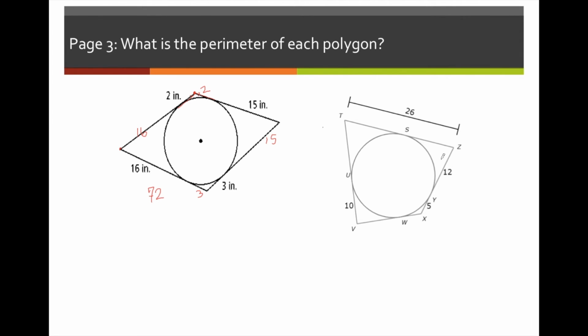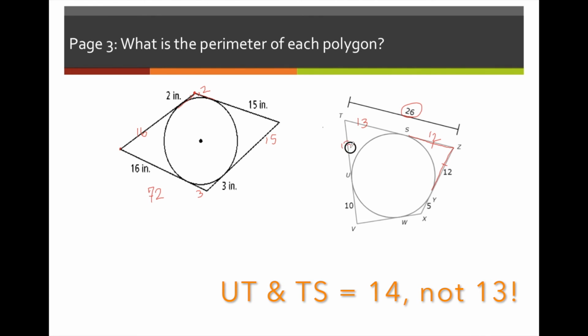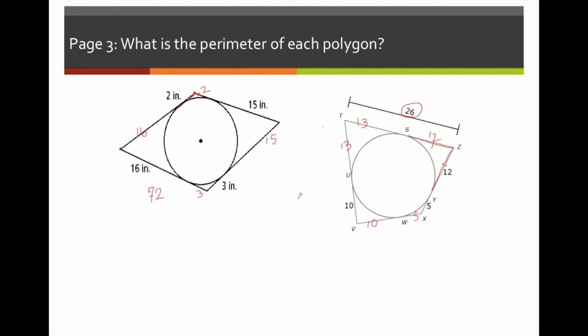Right, this one's a little more difficult because you don't have all that information. If this distance is 12, I know this one is also. So since the whole distance was 26, that makes this 13. So this one's 13, that one's 10, so this one's 10, that's 5, so this is 5. And you add up all of those and you get 82.